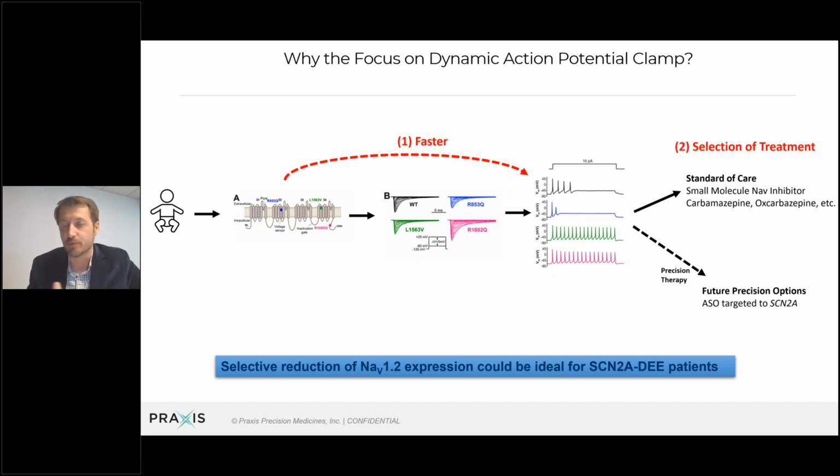We know these are pan inhibitors, but they're used widely. There are also the potential to have a precision therapy, and that's something that Praxis has disclosed that we're working on. And these are just future options. So if you can rapidly ascertain the functional consequences of that variant, that can give you greater confidence in the treatment choices. And just noting here, if you've got a NaV1.2 gain of function, selective reduction of NaV1.2 would be ideal. This would be ideal in the SCN2A DEE patients.